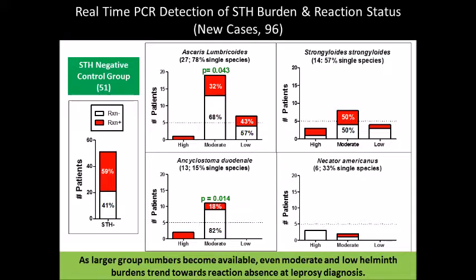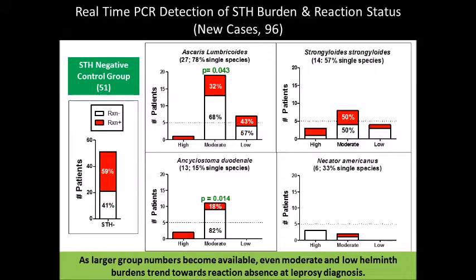If we go to Ascaris, there were 27 patients, 78% had single species. As you see the number of patients in one of the categories increases, you start to see that flip. The bulk of the patients who have the worm infection do not have reaction. And that was significant in Ascaris.